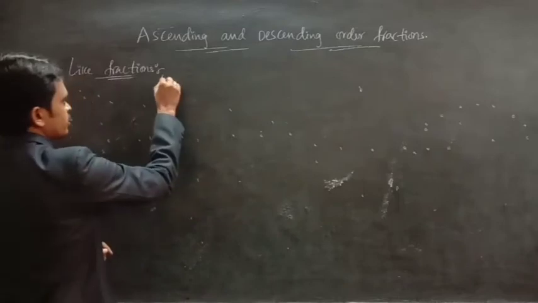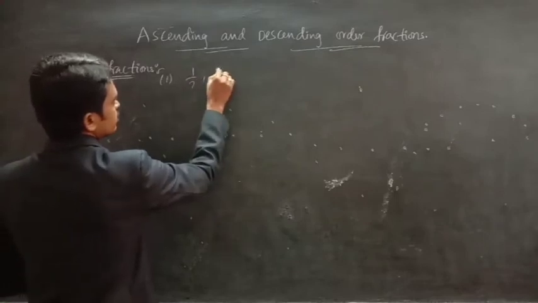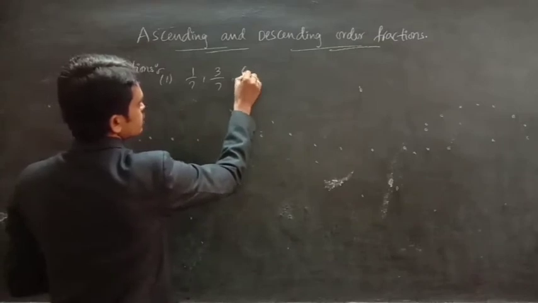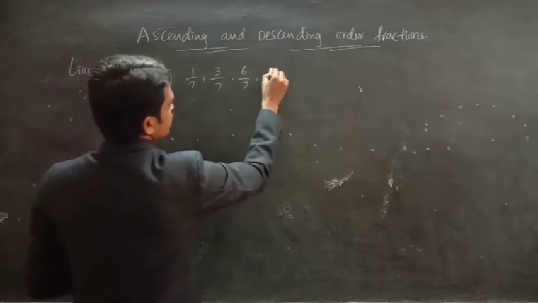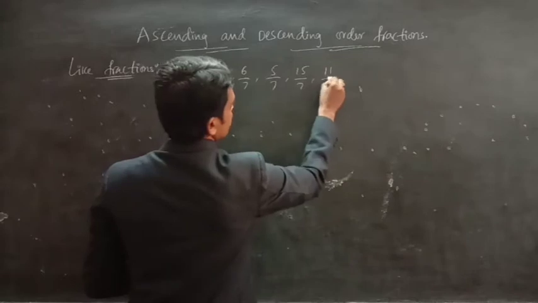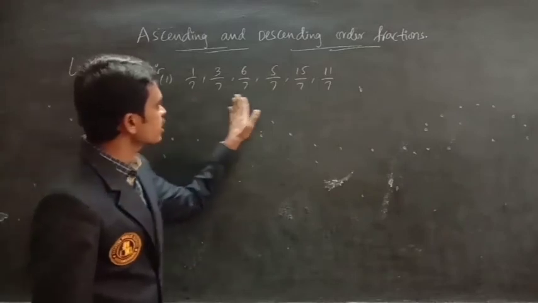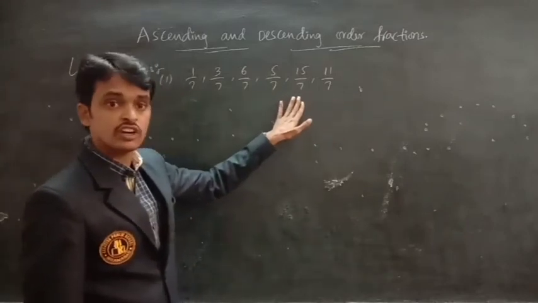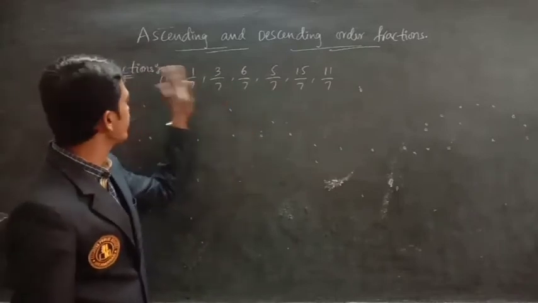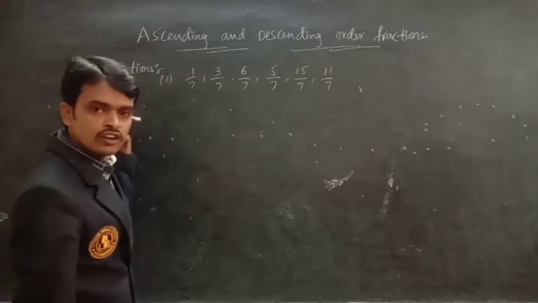So let us take one problem. 1 by 7, 3 by 7, 6 by 7, 5 by 7, 15 by 7, 11 by 7. Here all denominators are equal. Such fractions are called like fractions. Fractions which have the same denominator are called like fractions. For these fractions, we should write the ascending order and descending order.